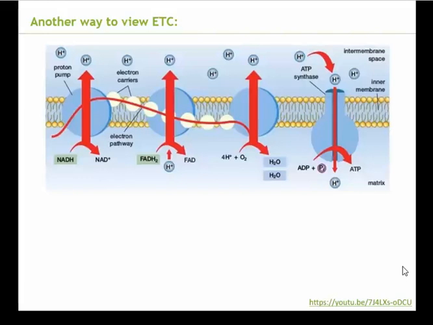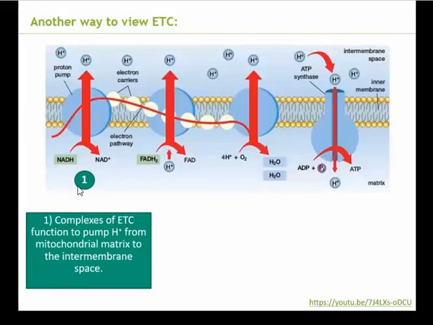So basically here, we look at one. The complexes of the ETC function to pump hydrogens from the mitochondrial matrix to the intermembrane space, and we see that here. Matrix to that intermembrane space, and then remember up here is the outer membrane, down here is the inner membrane. The NADHs come and drop off the hydrogen, which then results in NAD, and then the hydrogen you see here is pumped to the top. So here's our proton pump.